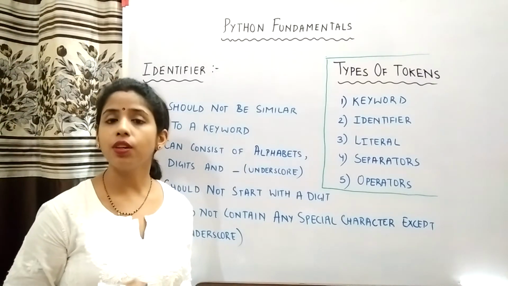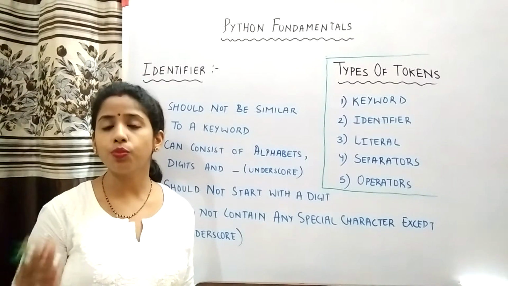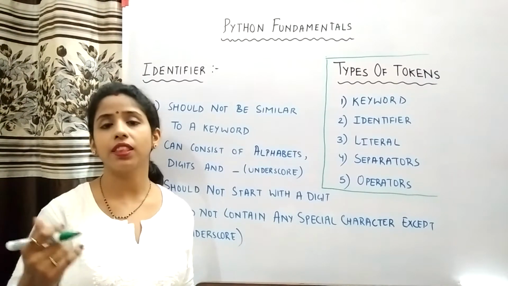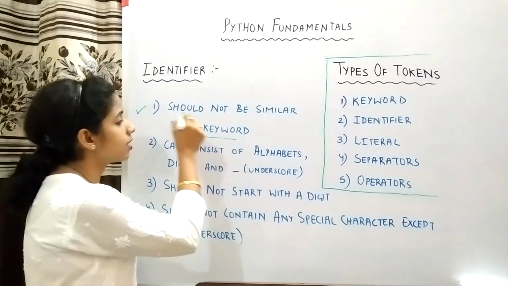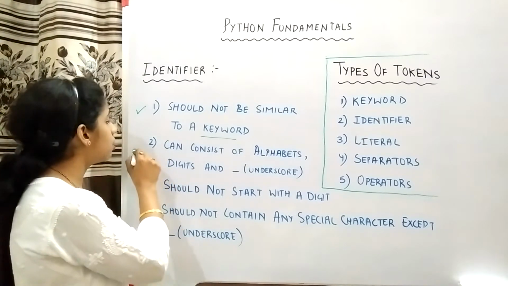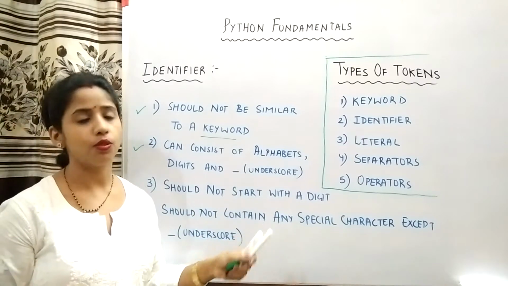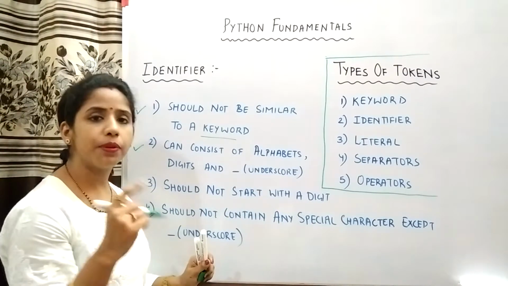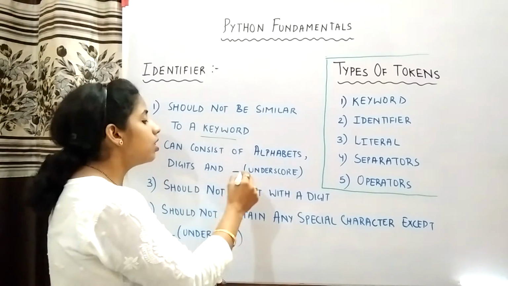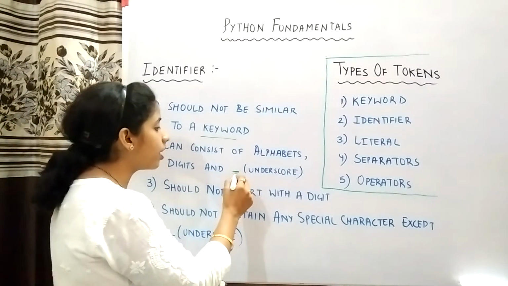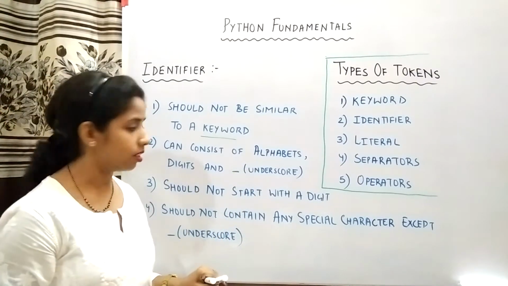The first rule is that your identifier name should not be similar to a keyword. Like I told you, keywords have a special meaning in the language. So you cannot utilize those words which are the keywords of the Python language as the identifier name. Second rule is that it can consist of alphabets, digits or underscore. Means all the alphabets, capital and small, are allowed, all the digits, 0 to 9, are allowed, and only one special character, that is underscore, is allowed in the name of an identifier.